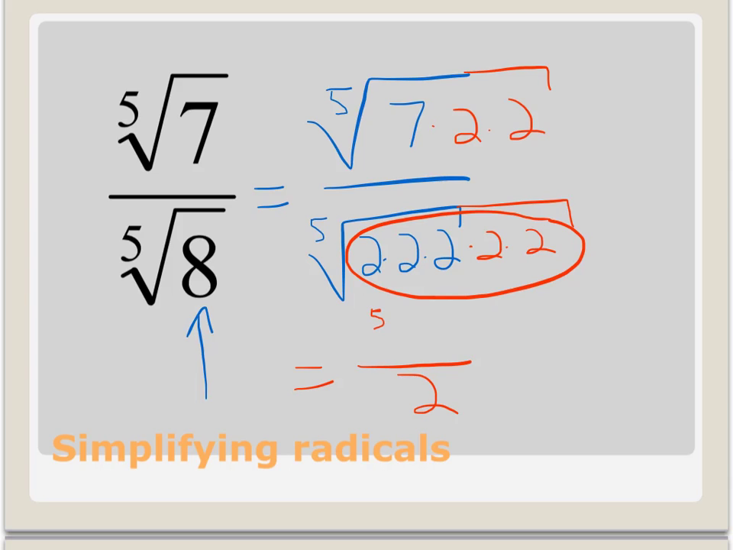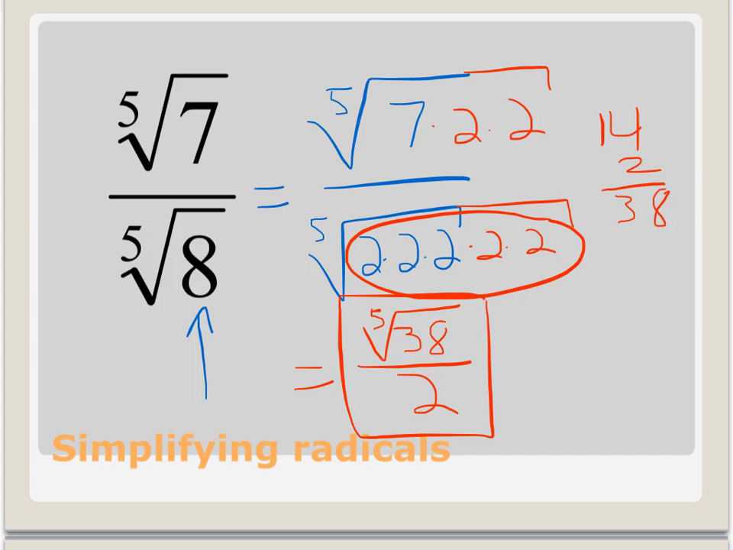If I look at the top one, that's 7 times 2, which is 14, times another 2, that's 28. So we get the fifth root of 28 over 2. Remember, we do not want roots in the denominator.